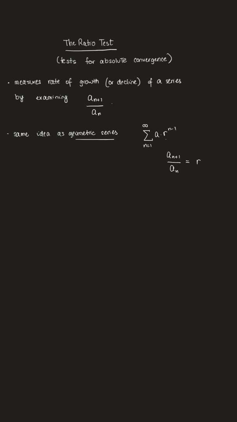That's for geometric series. And we said these kinds of series will converge whenever that common ratio in absolute value is less than 1. Or another way of saying this is when r is between -1 and 1. And we've talked about this in previous videos. So for geometric series, we know this is the case. So the ratio test is going to use that idea.